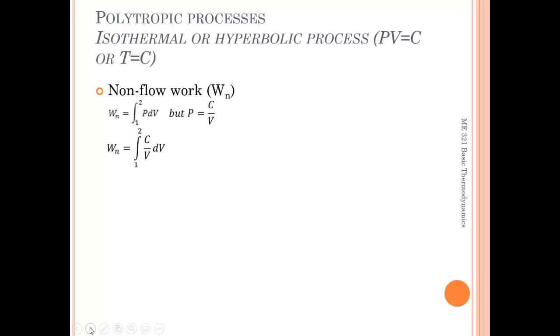We can simply take out C from the integral since it is just a constant anyway, thereby leaving us with this integral. By integrating 1 over V with respect to volume and applying the limits of integration, we will finally arrive at this equation for the non-flow work. Now remember that the arbitrary constant C is just equal to the product of the pressure and the volume.